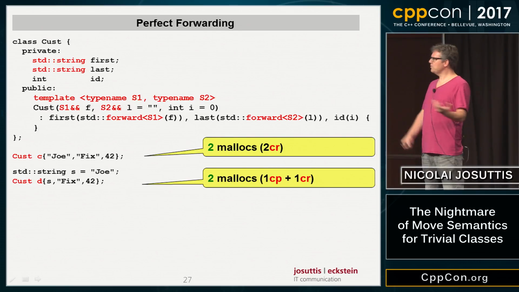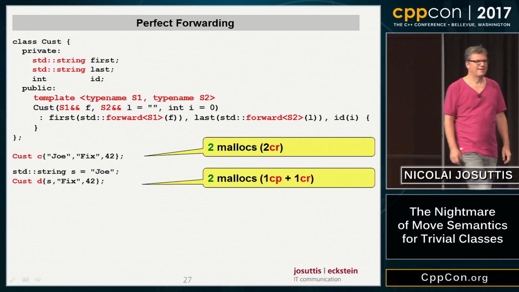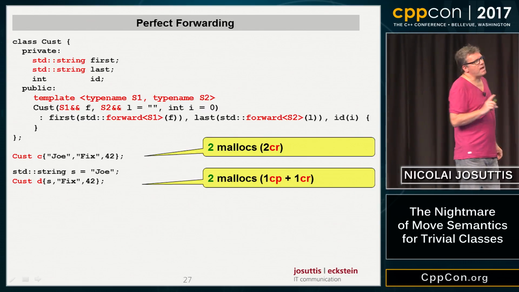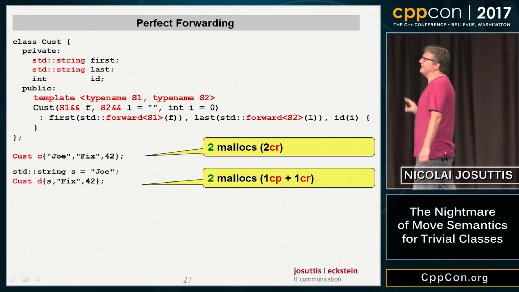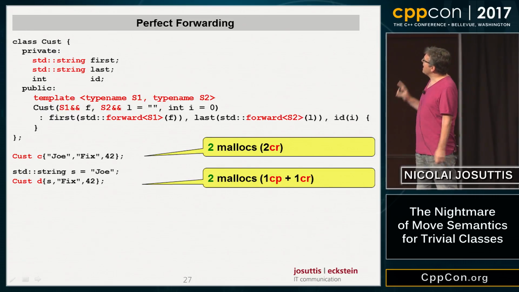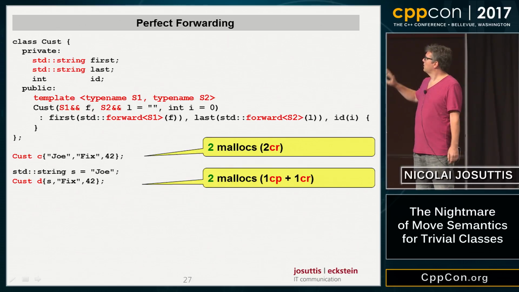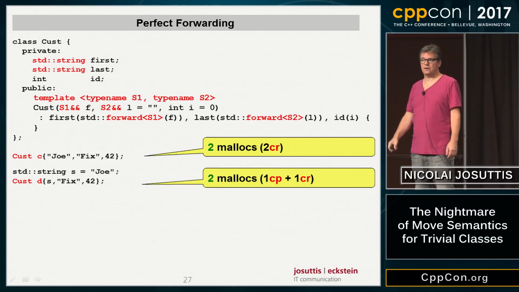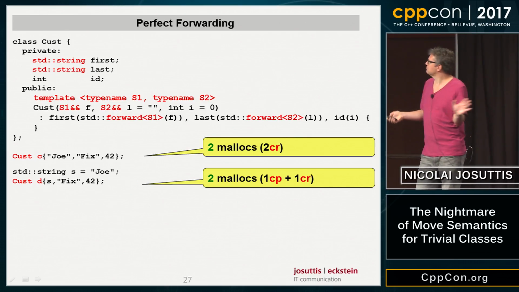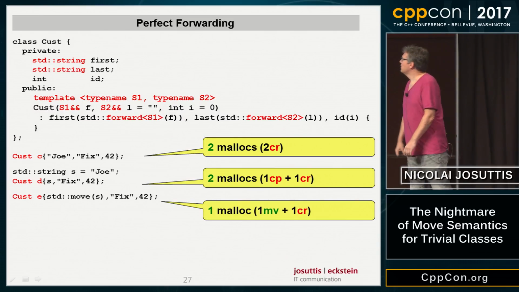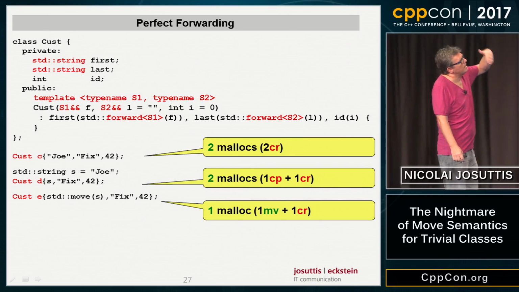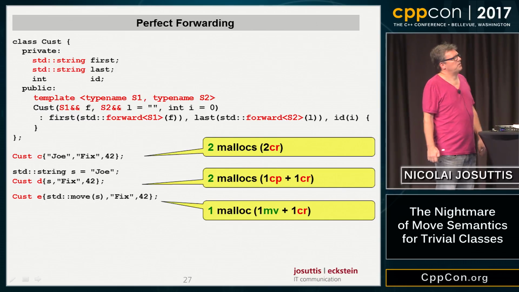No. Why don't you scream? Hey, you're tired still? We pass by reference. By reference means if you pass template arguments by reference, they don't decay, though they keep their original type. Which means that the type of S2 is an array of 4 const characters. But it works. That's a good thing. And we can move, and we have what we had. We have one malloc because we move the string into first, and we create one for the temporary.